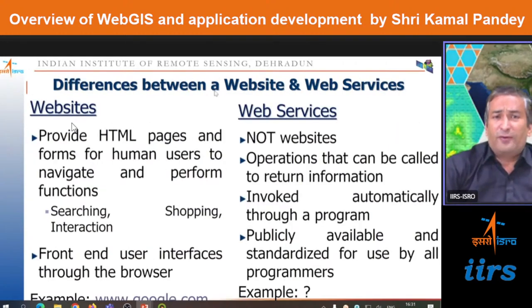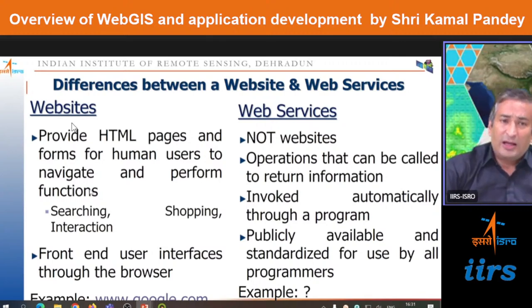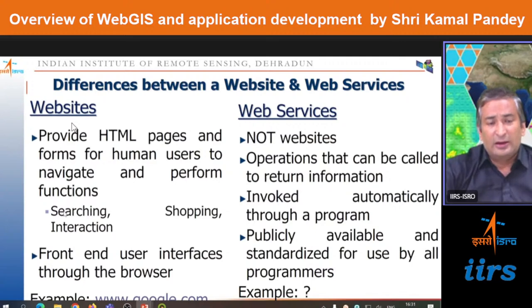If we talk about the difference between a website and a web service, your website provides HTML pages and forms for human users to navigate and perform functions. Which kind of functions? Like searching, shopping, interaction. An example can be google.com, a front-end user interface in a browser.